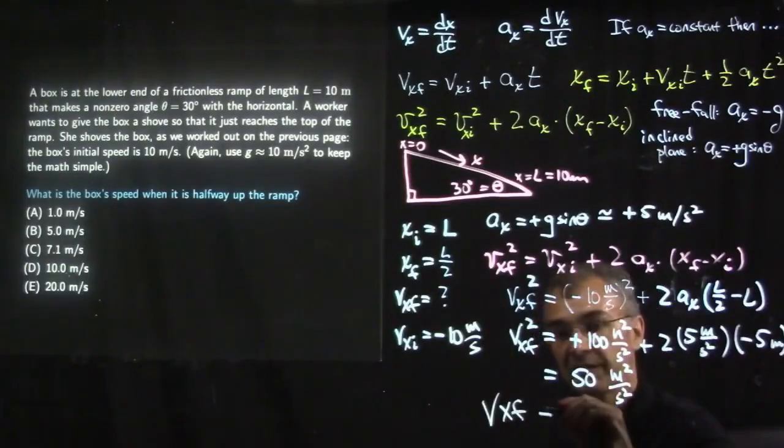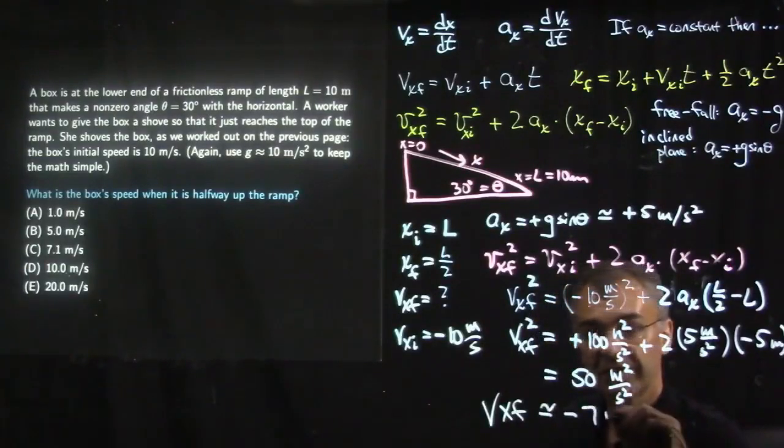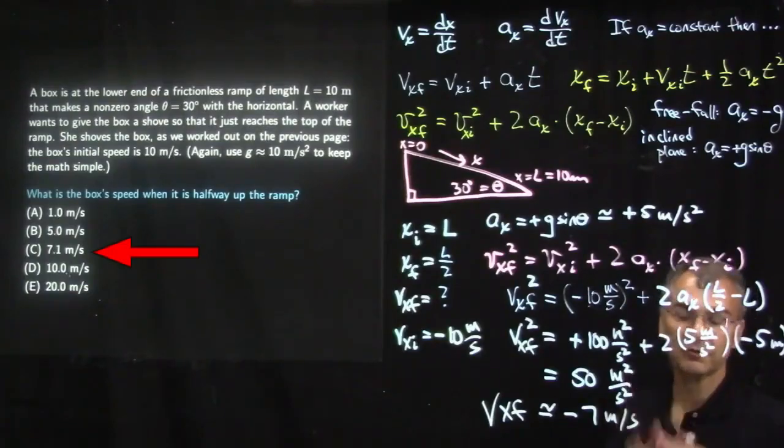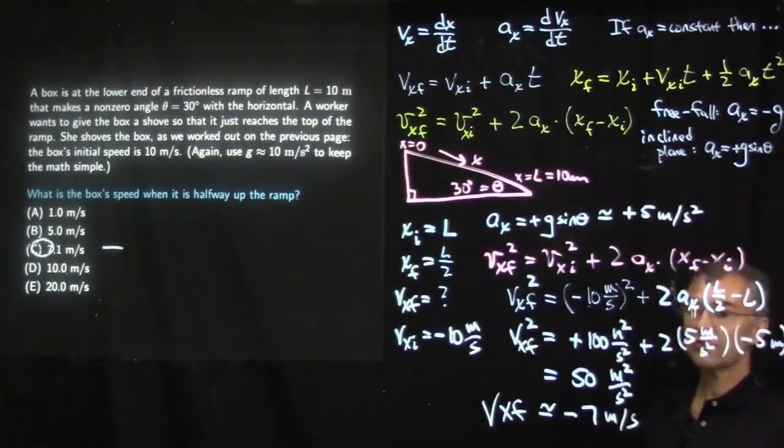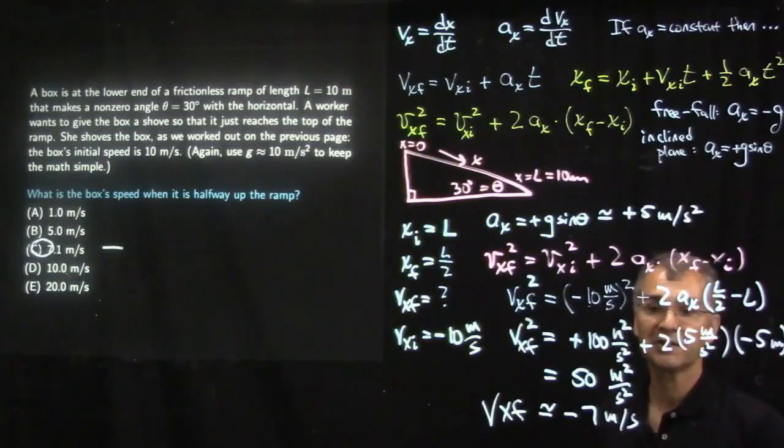Vx final, and it's moving uphill, so it's approximately minus 7 meters per second. 7 squared would be 49, might be 7.07. That's its velocity, minus 7 meters per second in the x direction. So 7 meters per second in the minus x direction. So its speed is the magnitude of its velocity. So its speed is 7 meters per second. There we go. Its speed when it's halfway up the ramp is 7 meters per second.